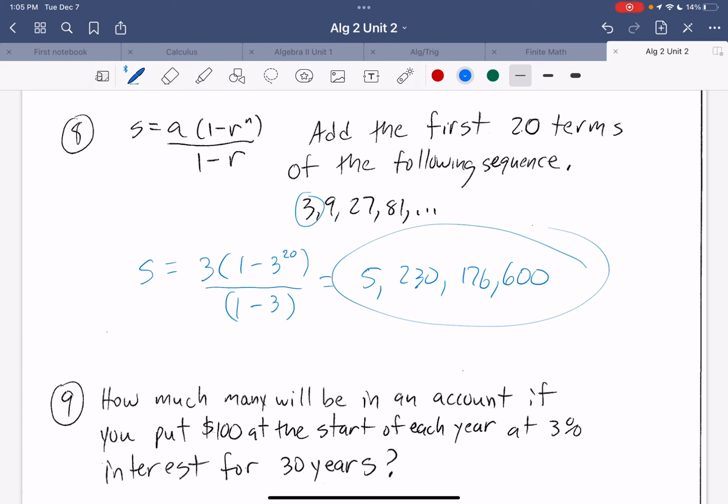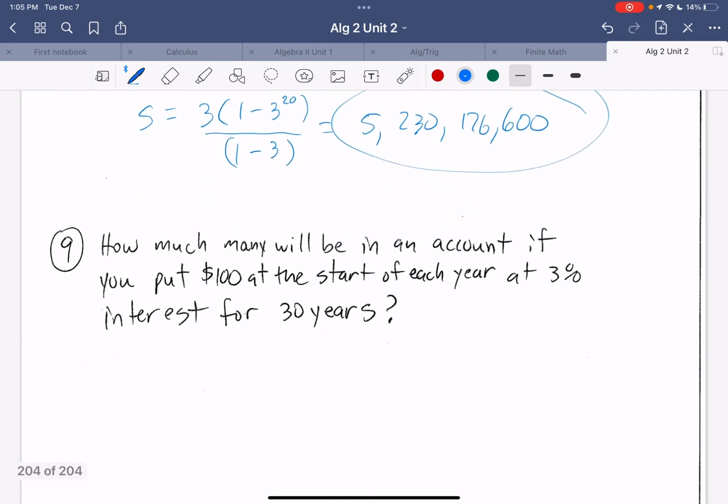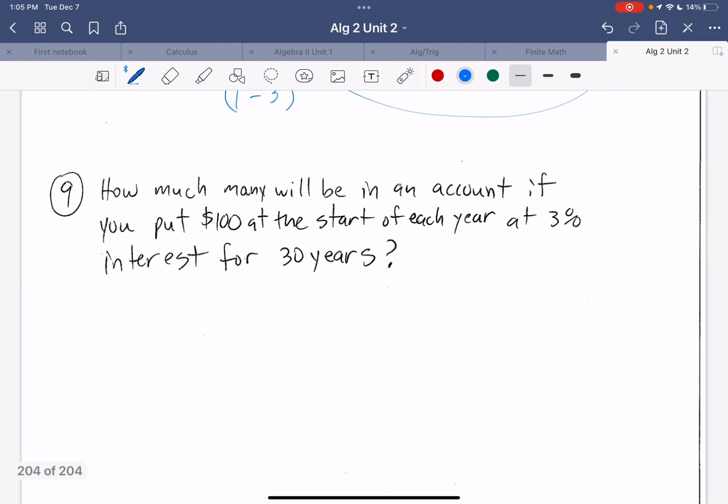So that's adding all those numbers together. 3 plus 9 plus 27 plus 81 plus 243 plus ... every multiple of 3 for 20 of them. It's going to be a huge number. Yeah, that makes sense because you're multiplying it 3 times as big. All right, so here's using the formula again.